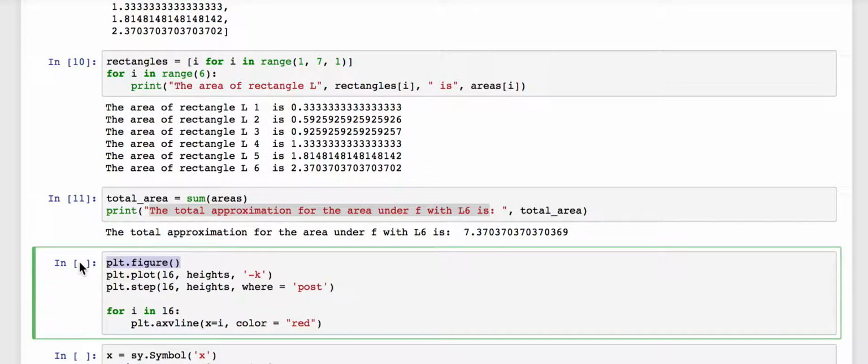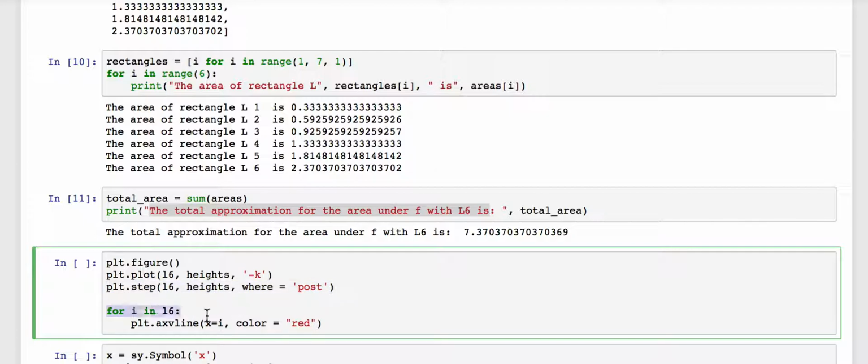I'm going to create a figure. I'll plot L6. Remember, these are the x coordinates, and the heights were the actual value of the heights. I could have done this differently, but these were the heights, and I'm going to connect them with just a dashed line. To make the rectangles, I can use this step function. A step is like a staircase, and so this will form a staircase at L6, those x values, and it will form a staircase at the y values of these heights. And where post means that it's going to step after those values.